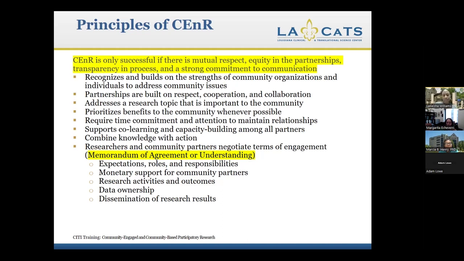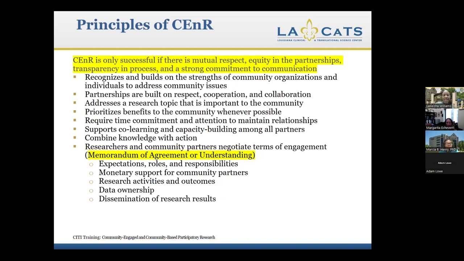And so, with that, combining knowledge with action. So, how can I, as a researcher, share that experience with the community? As a community member, how can I provide that information, expertise, and those insights to the researchers as well? So, it is that bi-directional.